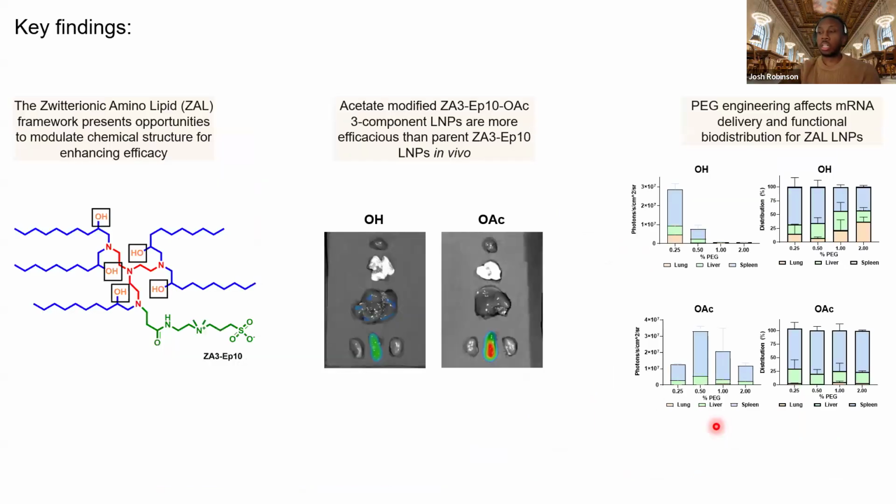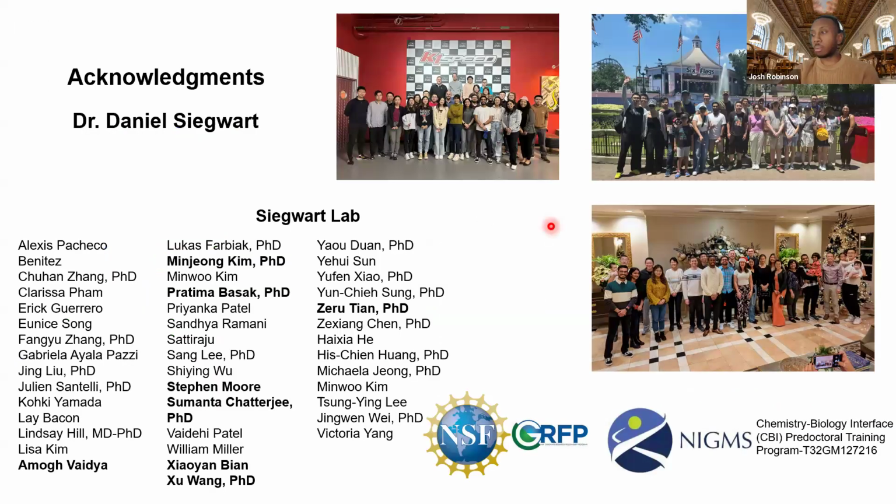So what are our key findings? We see that the ZAL scaffold is really nice for doing chemical modification to optimize and enhance delivery efficacy. We see that the acetate modified Z3AP10 is more efficacious than the parent and also more specific. And we also see from an engineering perspective that changing the PEG content does indeed change mRNA delivery and functional biodistribution for ZALs.